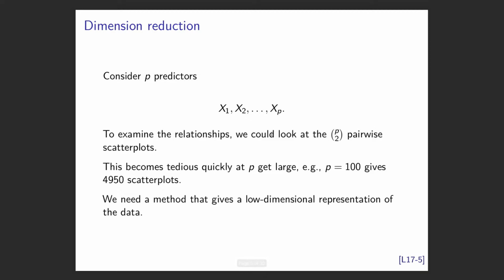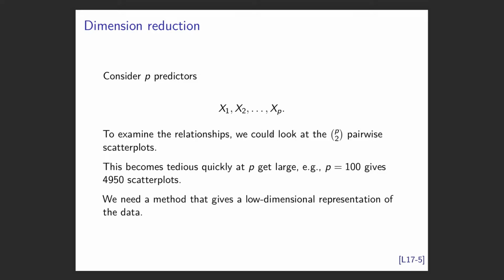So let's think about what we're trying to do. I've got P predictors, X1 up to XP, and I want to see the relationships between these. Now, the first thing you can do is look at all the possible pairwise scatter plots, so there's P choose two. But if you're looking at real data, you could easily have P equal 100 predictors, and now you've got to look at 4,950 scatter plots. So it becomes really hard to see important relationships quickly.